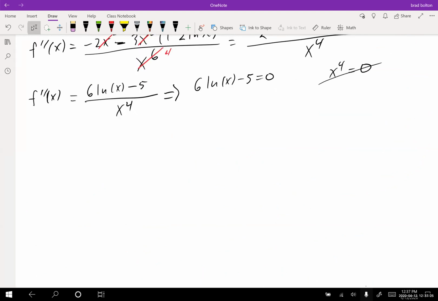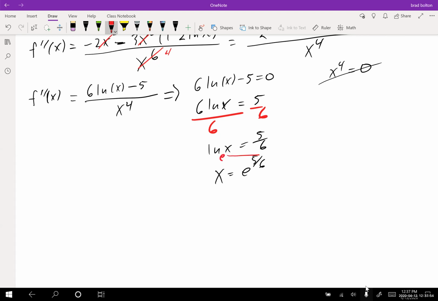Normally we would have to worry about that, but we have 6 ln of x equals 5, divided by 6, divided by 6. So we have the natural log of x is equal to 5/6. So just like last time, we're going to have x equals e to the 5/6. You can use the property of exponents, or you can rewrite the logarithm. Remember the swirling, you can say e to the 5/6 is equal to x. So that's what I'm doing here. So we have x equals e to the 5/6.